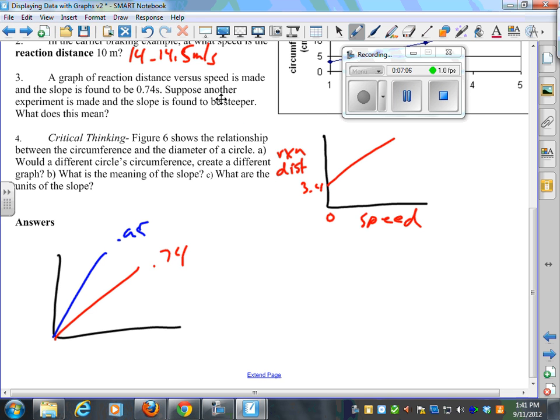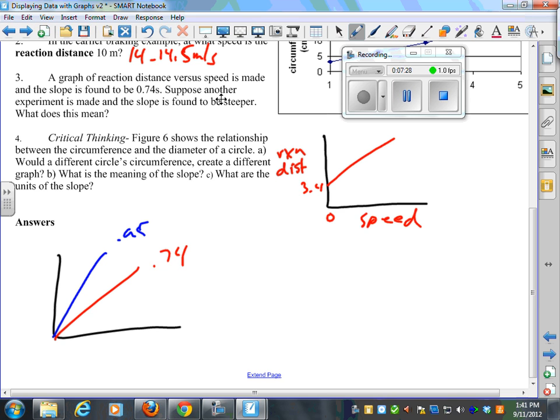A graph of reaction distance versus speed. So how many different speeds are we talking about? One. Lots of different speeds. Oh, wow. 10 meters a second, 15 meters a second, right? This is a graph of reaction distance versus speed, and the slope refers to the reaction time. No, your stopping distance is longer.